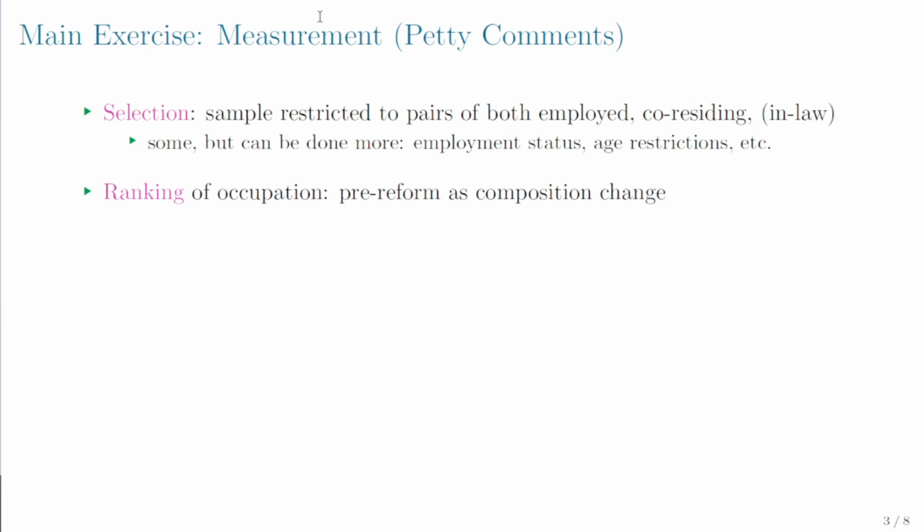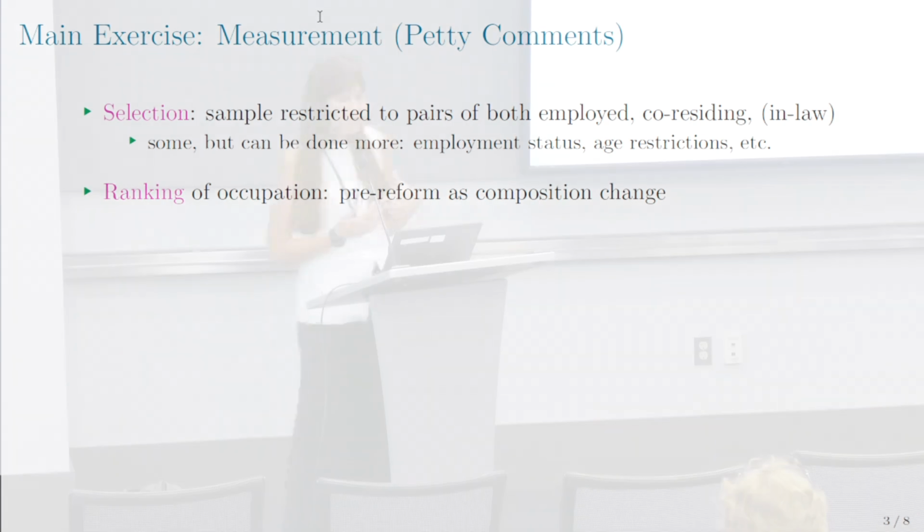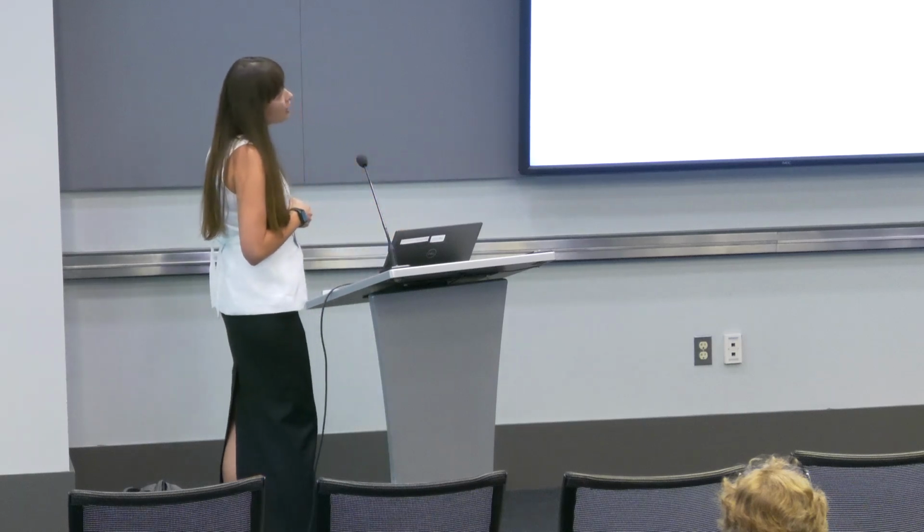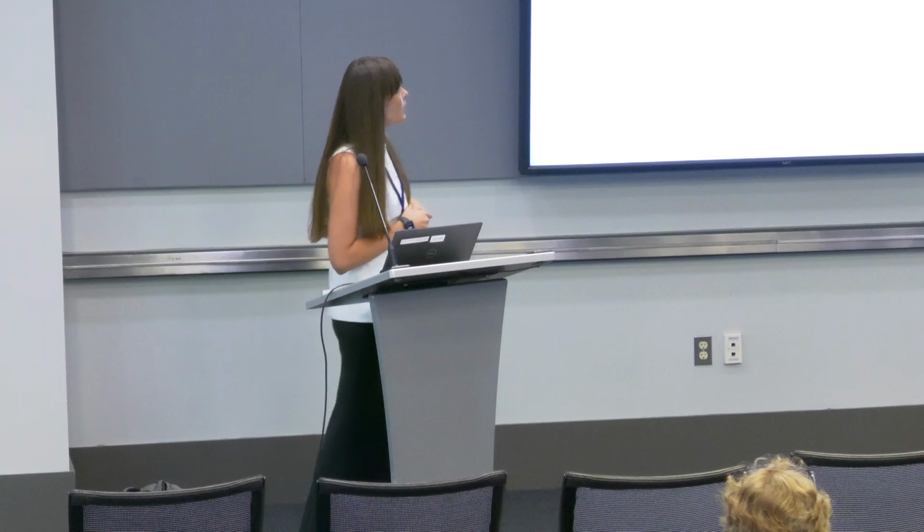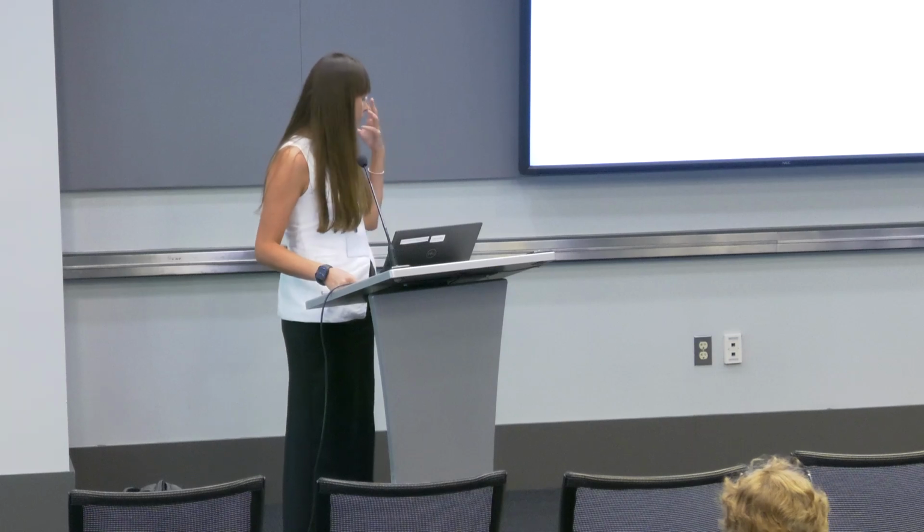The first one is very simple. It's the selection. The sample is restricted to pairs that co-reside with each other, where both of them are employed, and also restrictions on their children and in-laws. As I mentioned, some robustness checks were done, but more can be done. So there need to be some additional exercises to confirm that this selection of the sample is not driving the result.